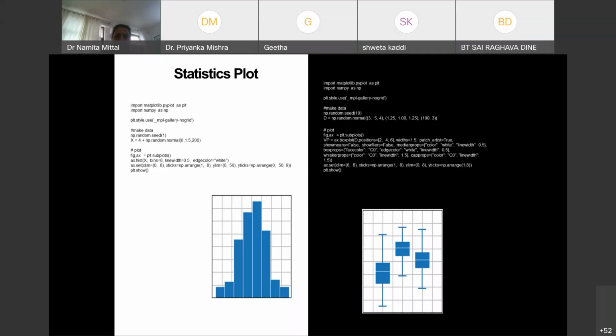I made the slides in such a way that you can just copy everything, put it in Jupyter Notebook, Colab or Spyder, whichever IDE you have, and run it, and everything will be as it is. I made the slides by running everything myself. And please keep on changing the data to show it.